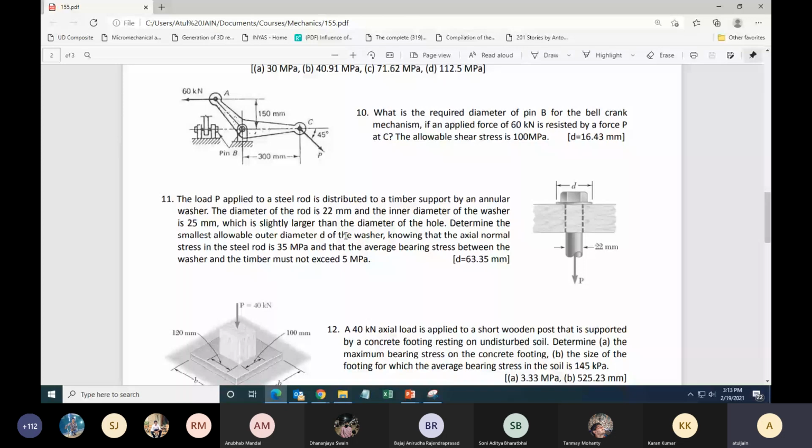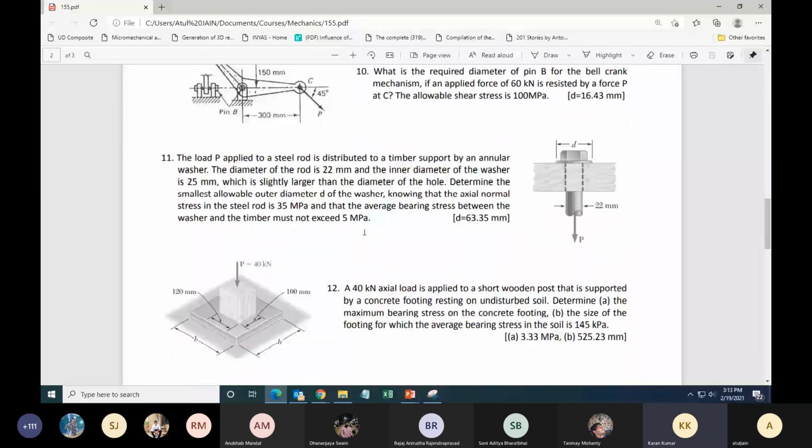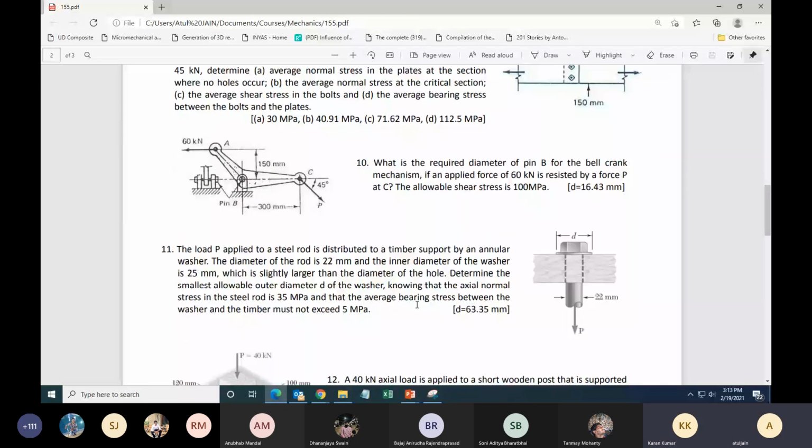Eleven. What is the answer? How do we solve it? Which is the correct area for shear? So, bearing stress. Sir, in 10, my answer is not matching. 10. What is the diameter at B?